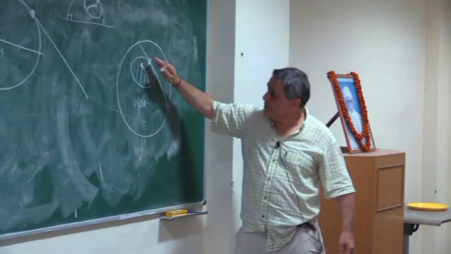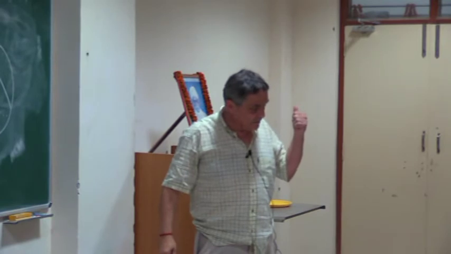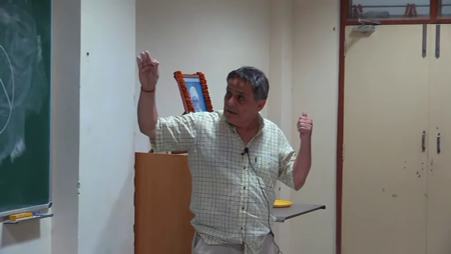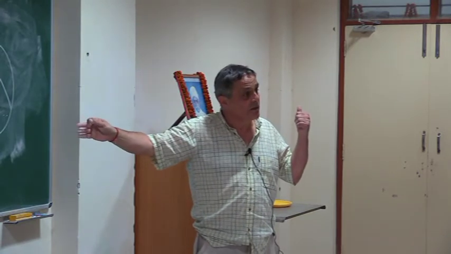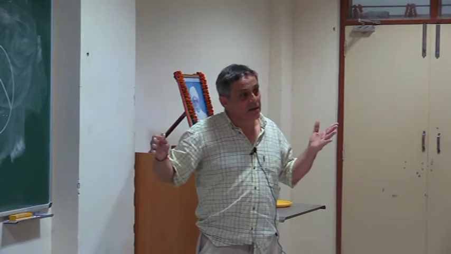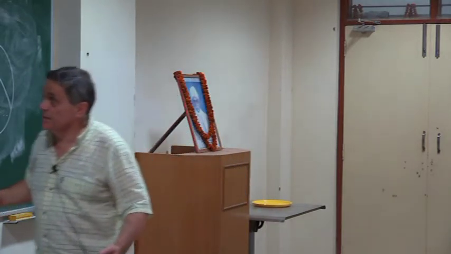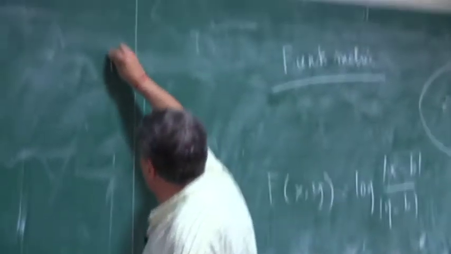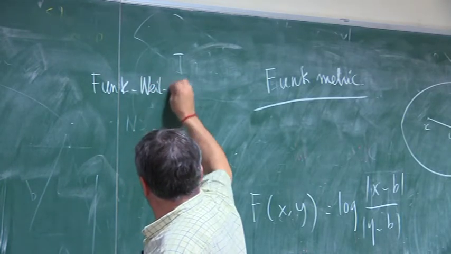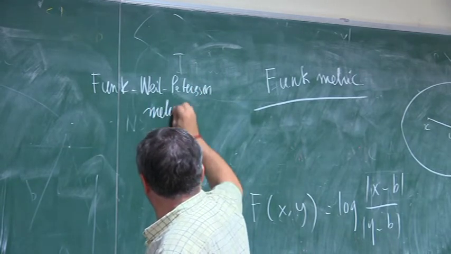You see, I'm talking about the sphere, the hyperbolic plane, and the Euclidean plane or Euclidean space. But as you can imagine, you can do this in more general spaces, right? So, for instance, let me mention this. There's something called, well, the Funk-Weil-Peterson metric.